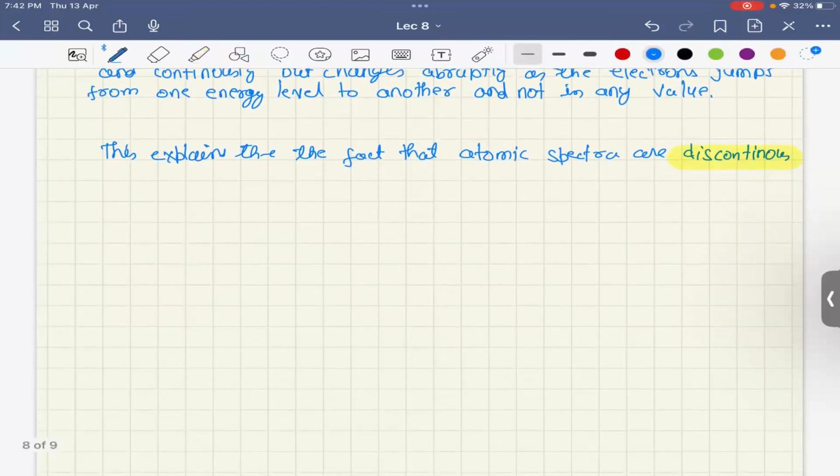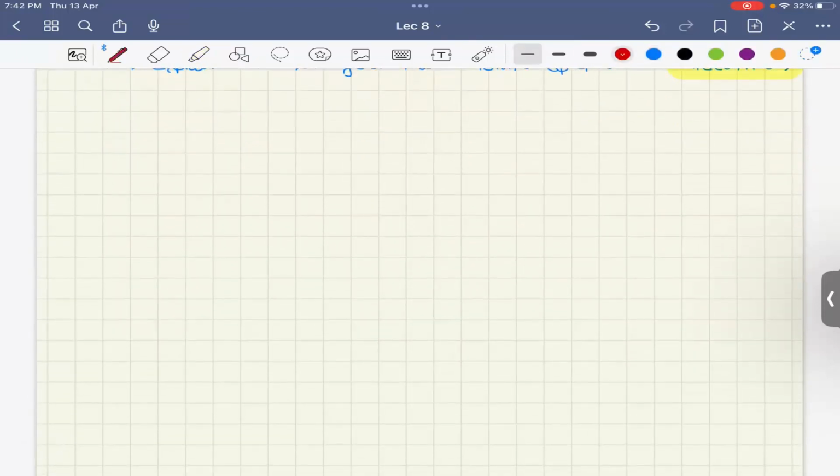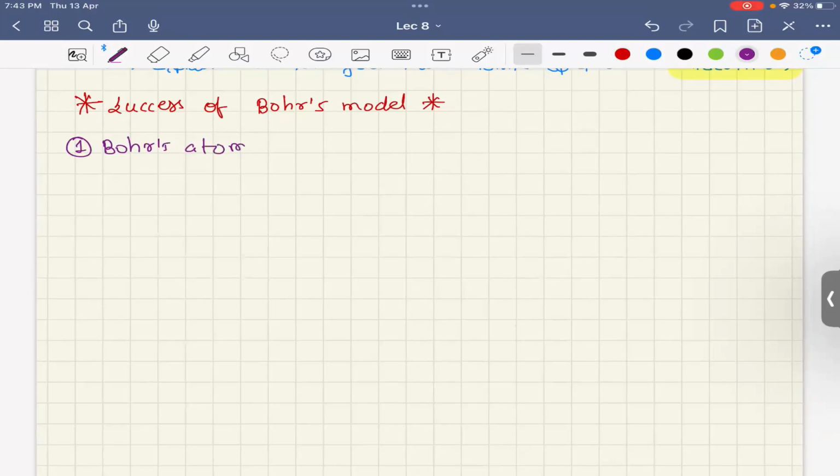And now let us discuss the successes of Bohr's model. Based on these postulates proposed by Bohr, let us see how it could explain some of the unexplained things. The first success we see is that Bohr's atomic model explained the stability of the atom.